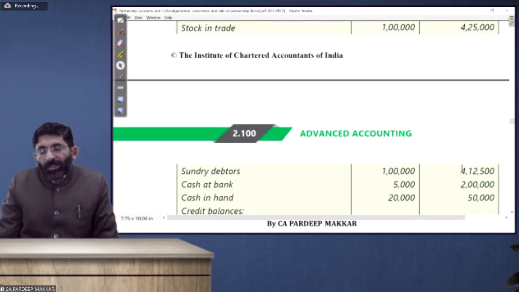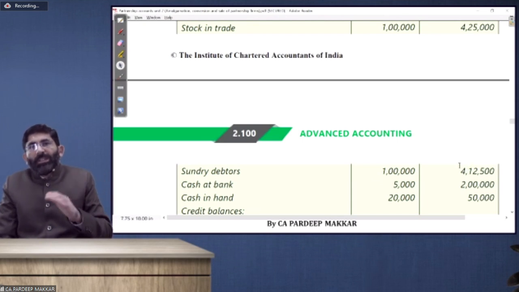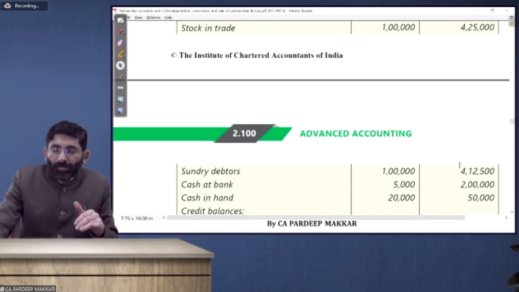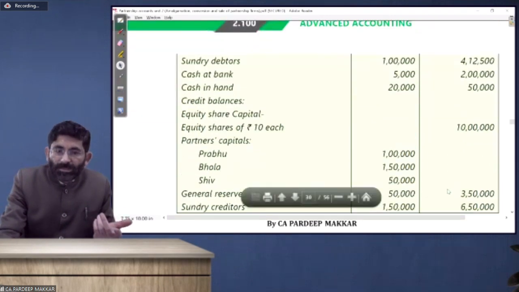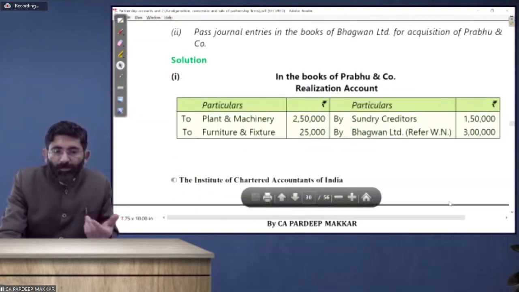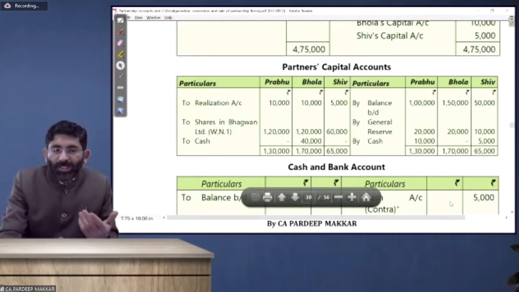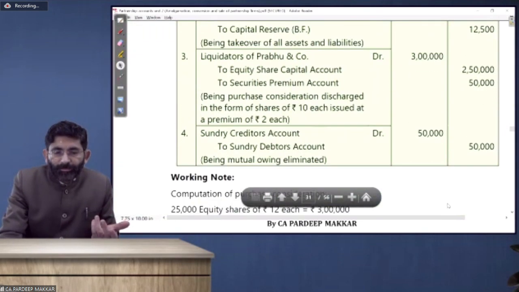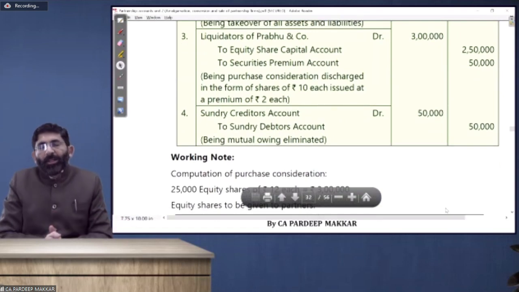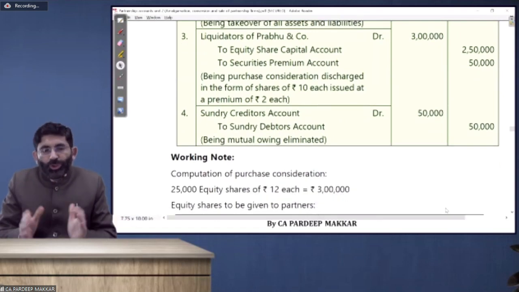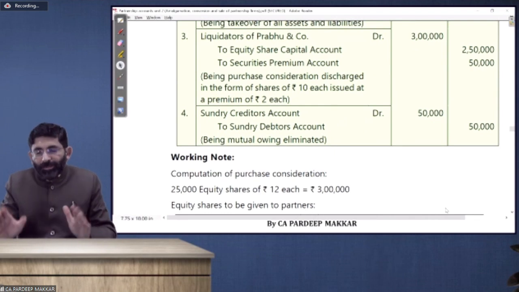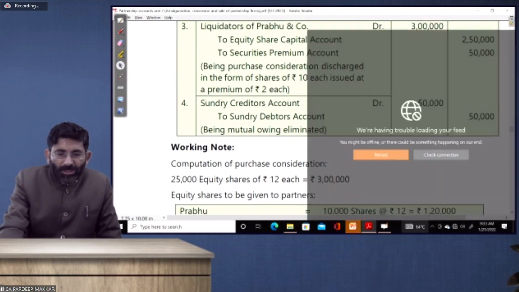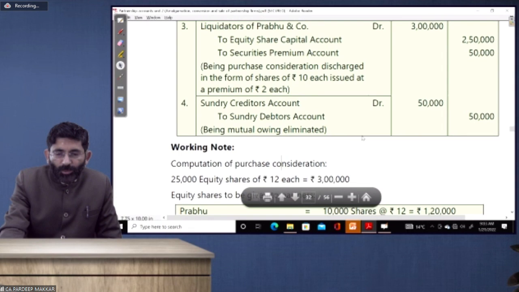So when both the debtors and creditors belong to the same company, it is to be cancelled, it is to be written off. That we have done: we have passed the contra entry by reversing our debtors and creditors with rupees 50,000 only. So creditors account debit to debtors account. Mutual owing has been eliminated. So this question has come to its end.